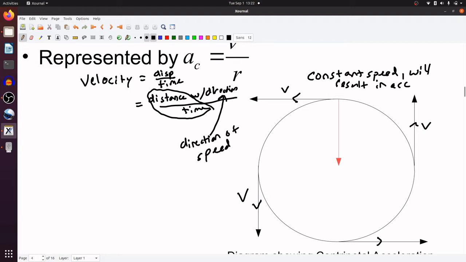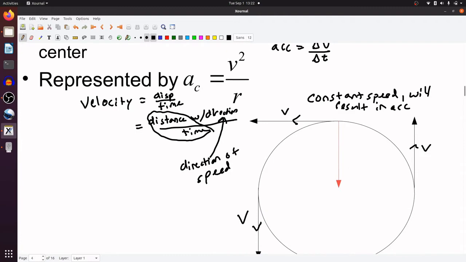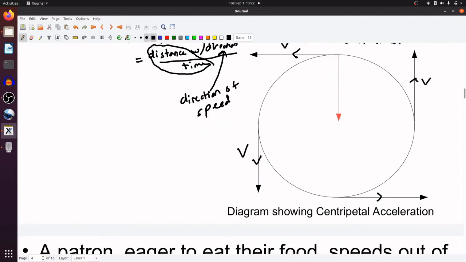And so since the direction is changing over time, even though you're at a constant speed, it's still changing your velocity over time, since velocity is distance with respect to a direction over time. And that direction is what's changing. The formula for this, and I'll roll down here because I kind of ran out of room, is a_c for centripetal acceleration is equal to v squared over r.